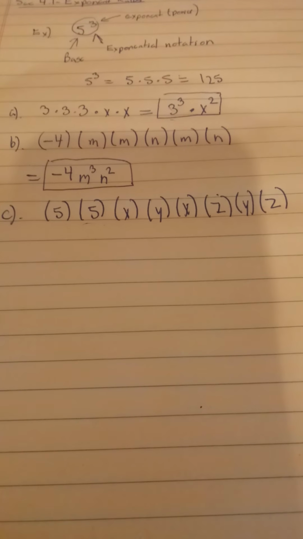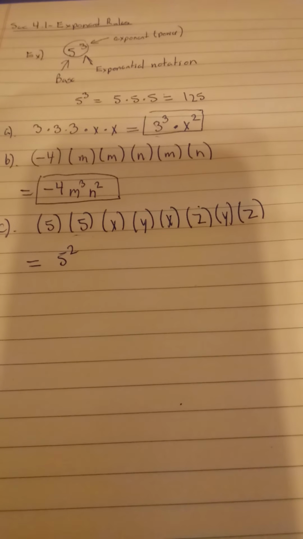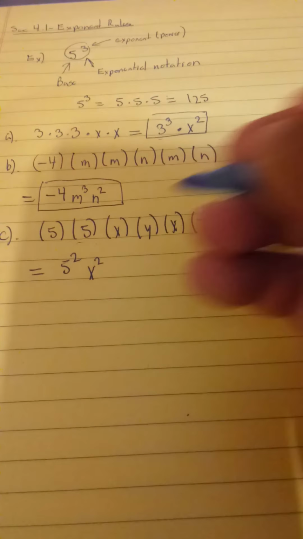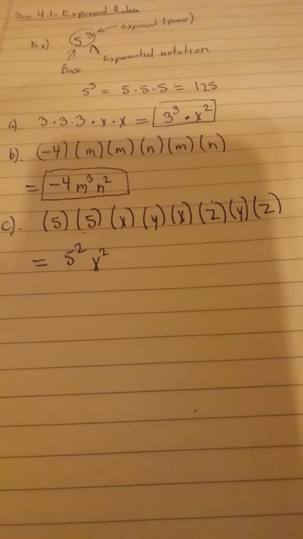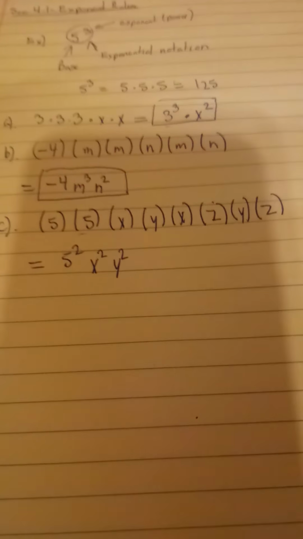So what we're going to do in this particular case is take a look at first the numeric base, which is 5. So this will be 5 raised to the second. And then we go in alphabetical order, which is the x. So this will be x raised to the second. And the same thing for the y. Y will be raised to the second. And eventually you'll have the z, which is also raised to the second power.